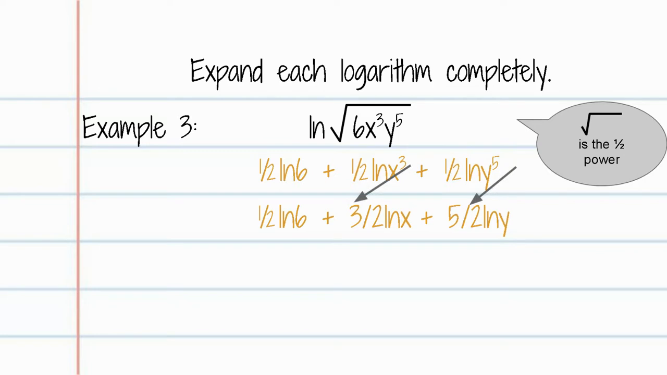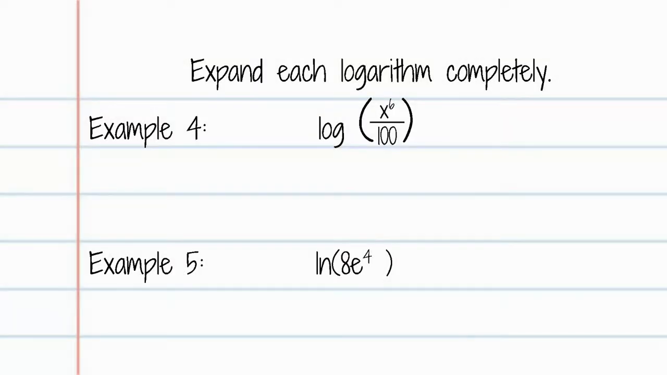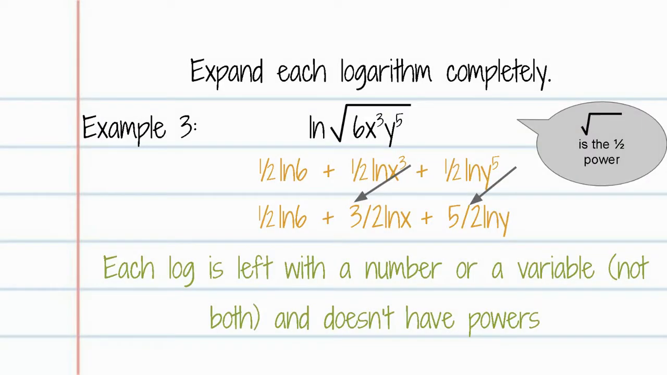Okay, and that's pretty much it, because now every log has a number or a variable, not both, and no powers. That was a little quick. Let's move on to example 4 in just a second, in case somebody's writing that one down.